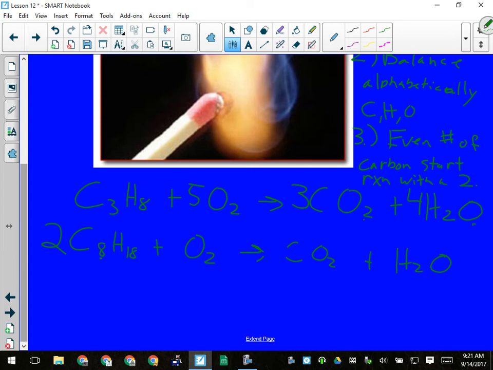RXN, by the way, is shorthand for reaction. I think shorthand is a dead skill now, though. Everyone has laptops.